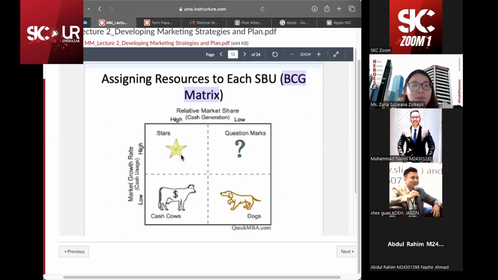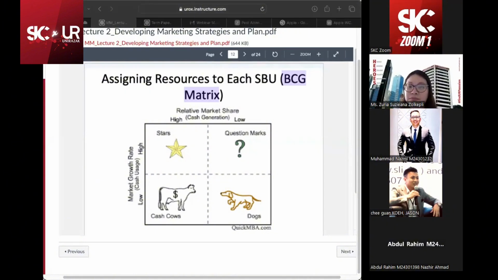Stars is the star, the ultimate product lah of your company. So this is something that you need to make sure that you can grow more, because the market share is already high, right? And then you can use a lot of advantage you can get from the stars product. For question mark, the market share is low, but the growth rate is high. So there is a lot of opportunity there.